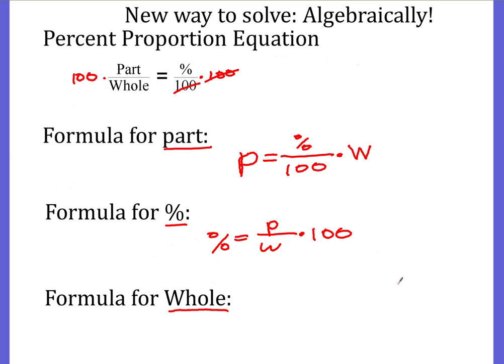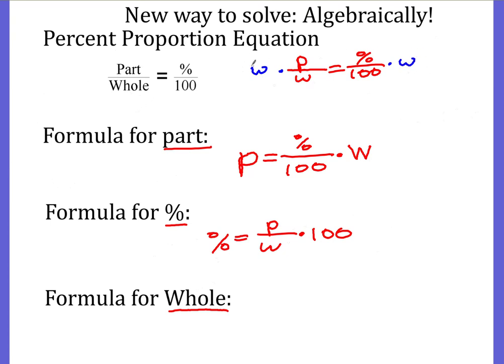Now, this one's a little trickier, so see if you can follow along, but I'm going to derive for the whole now. This will be a little bit stranger, but bear with me. I'm going to start with just its shorthand: part over whole equals percent over 100. What I'm going to do first is try to get the whole out of the denominator, so I'm going to multiply both sides by the whole.